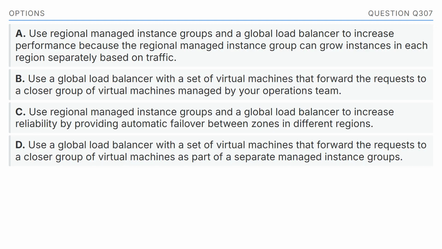Option C, use regional managed instance groups and a global load balancer to increase reliability by providing automatic failover between zones in different regions. Option D, use a global load balancer with a set of virtual machines that forward the requests to a closer group of virtual machines as part of a separate managed instance groups.